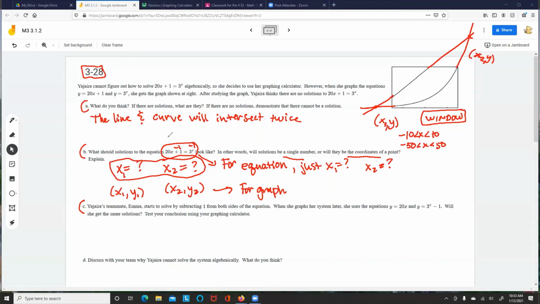Okay, so she decides to subtract 1, right? Emma decides to subtract 1, so her equation is a little different now. Now it's just 20x instead of 20x plus 1. Instead of just 3 to the x, she has 3 to the x minus 1. So is that going to change where the two things intersect? What do you think?